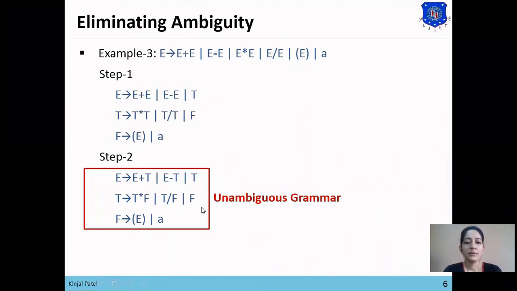So in unambiguous grammar, you can see that we have converted our ambiguous grammar into left recursive grammar. Like our leftmost non-terminal symbol at the right hand side is equal to the left hand side. So now in the next video lecture, we will learn how to remove left recursion from this grammar. Thank you.